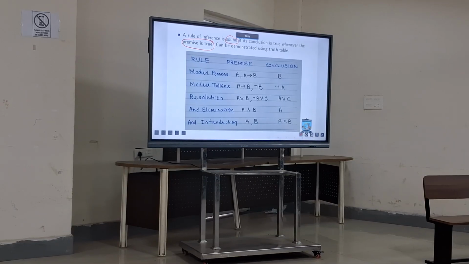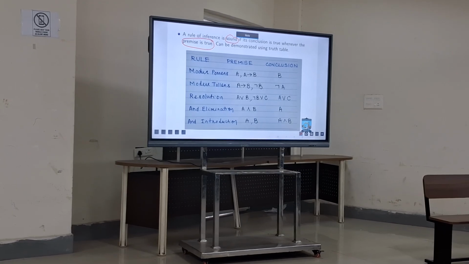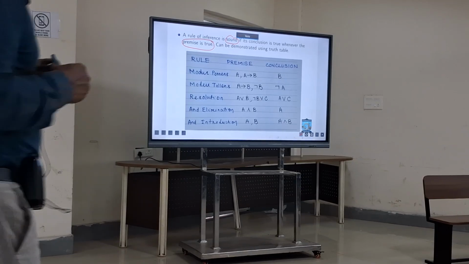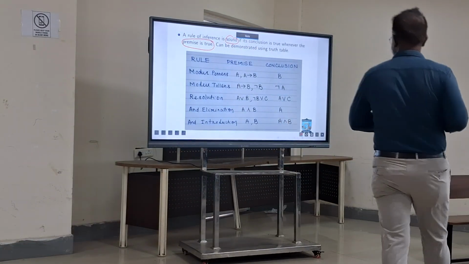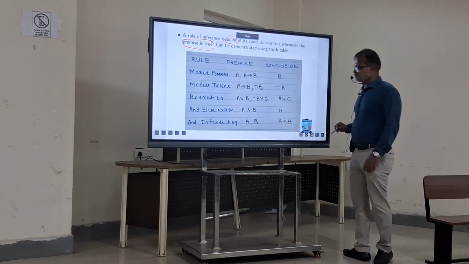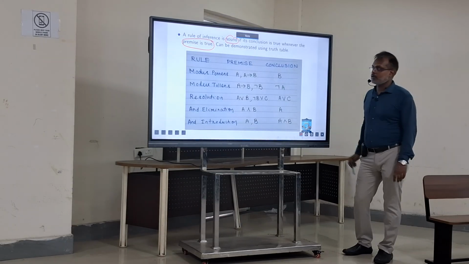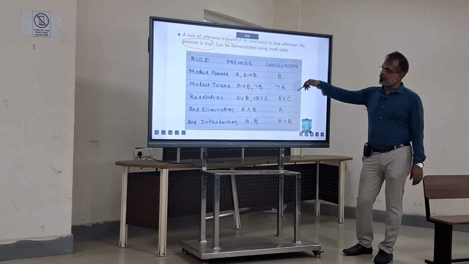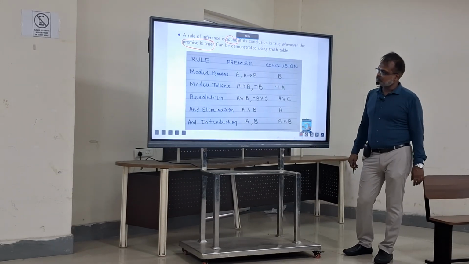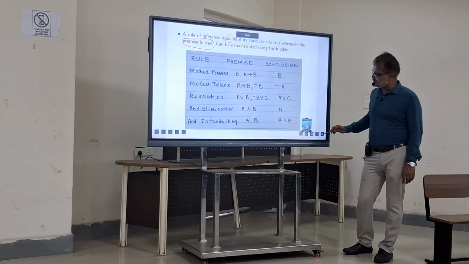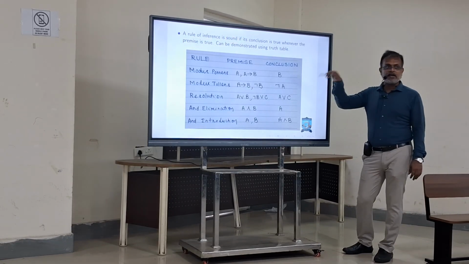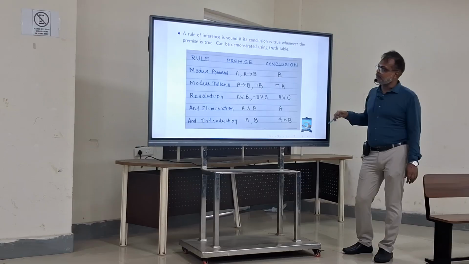Then resolution: A or B and not B or C. So in that case, A or C. Write down the rules by tomorrow. The first two are very important. We will revise this again in the last slide.